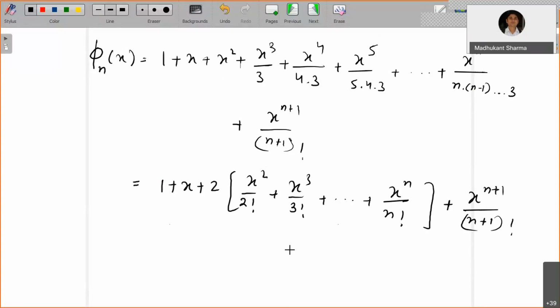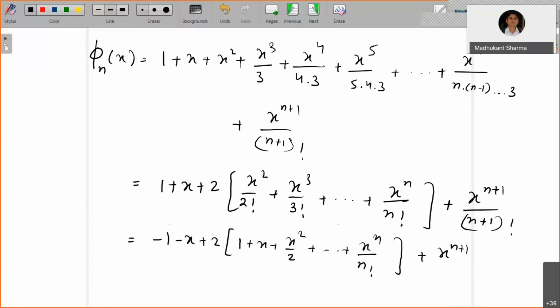Now we want to see the convergence. What we can do is add and subtract 1 plus x. So it is going to be minus 1 minus x plus 2 times (1 plus x square by 2 factorial, and so on, x to the power n by n factorial) plus x to the power n plus 1 by n plus 1 factorial.